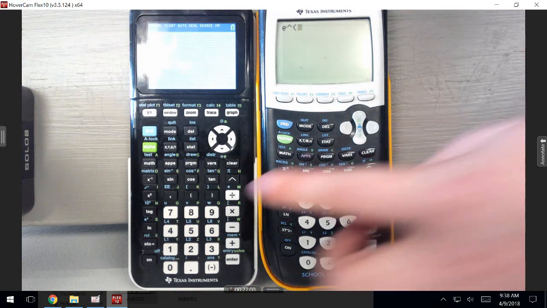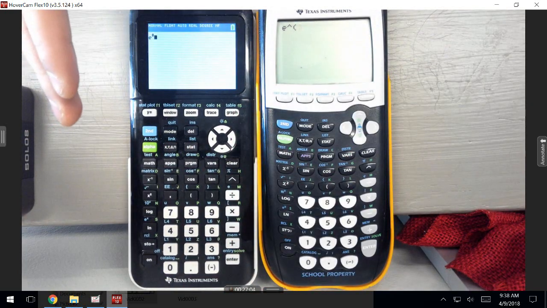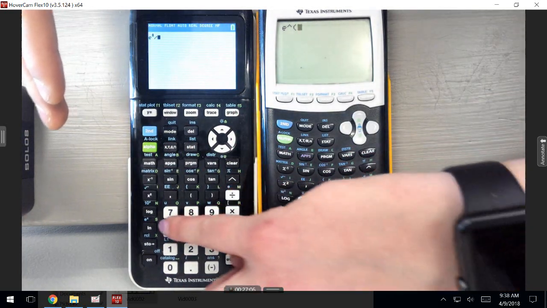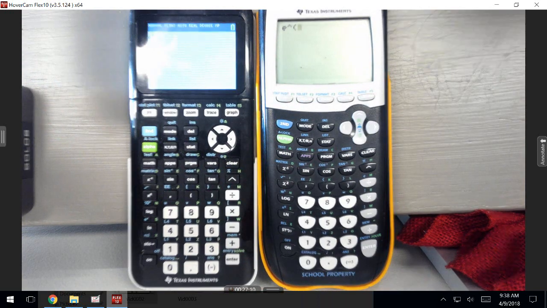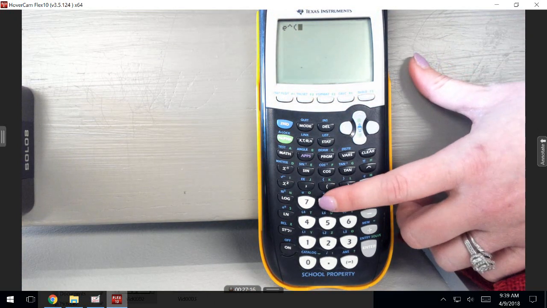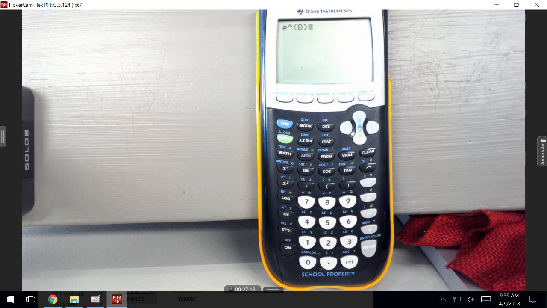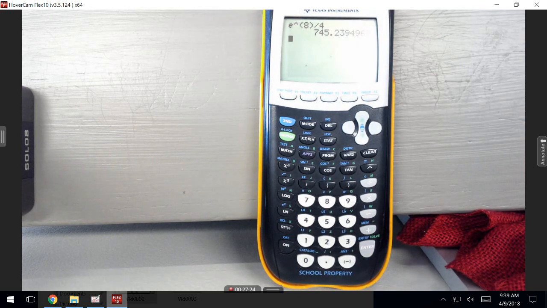All right, so if you've got one like Bryson's, you hit the 8, and then you hit the right arrow button. Then you divide by 4. Everybody okay with that so far? Those black calculators are updated, and a few of the yellow ones. All right, if yours is like mine, you're going to hit the 8, close the parentheses, and then divide it by 4. And you got 745.239.